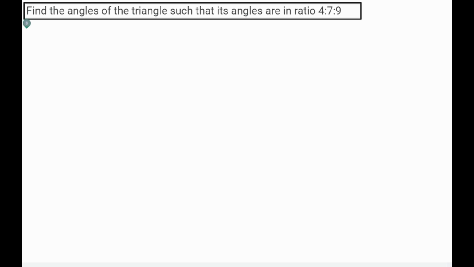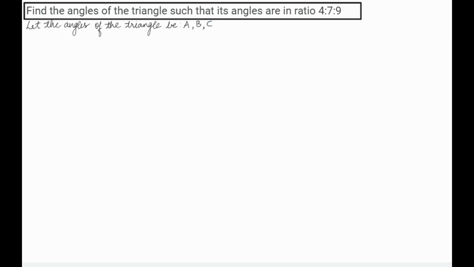Let the angles of the triangle be A, B, and C. Next, the given data here is that the angles are in the ratio 4:7:9.